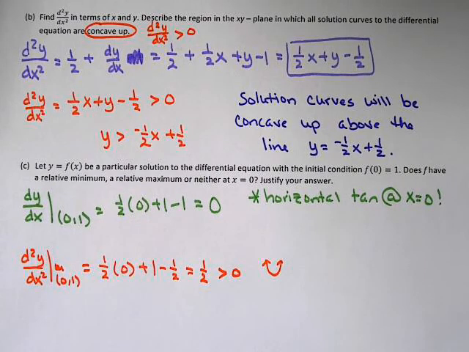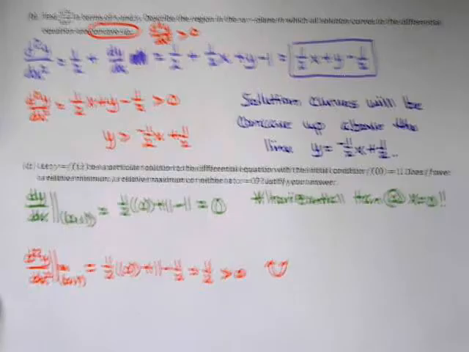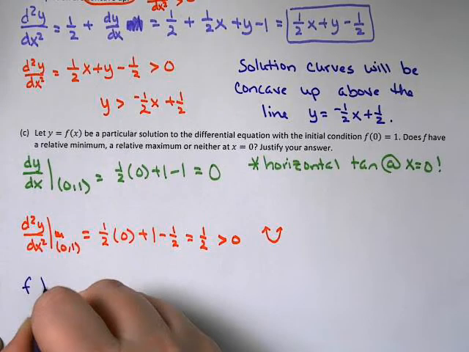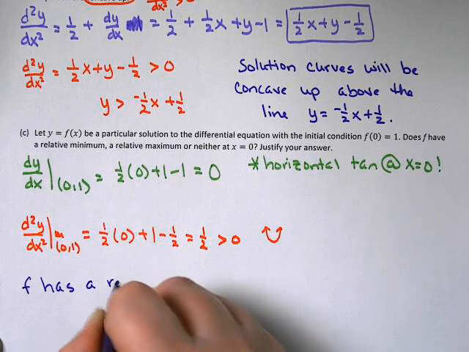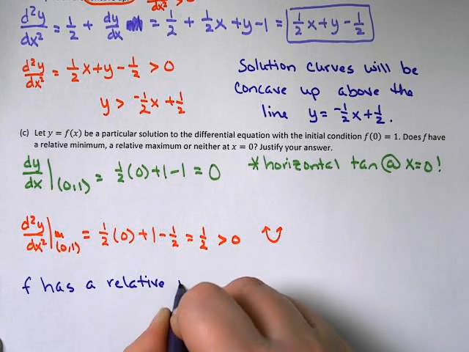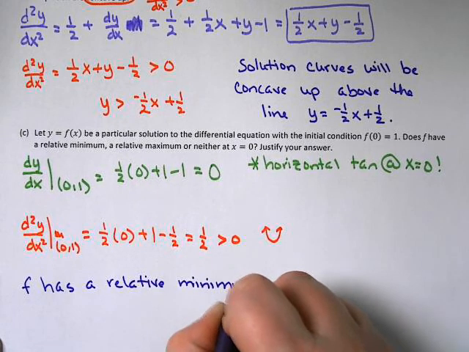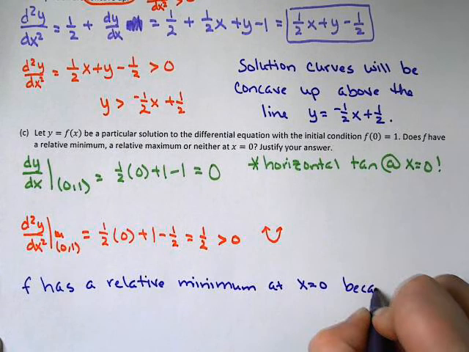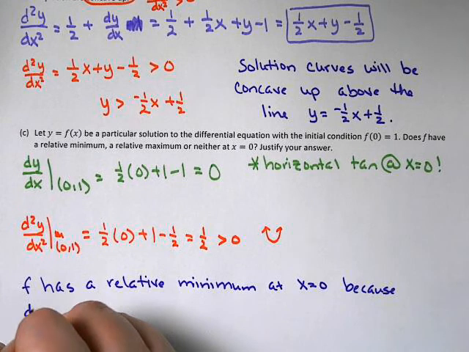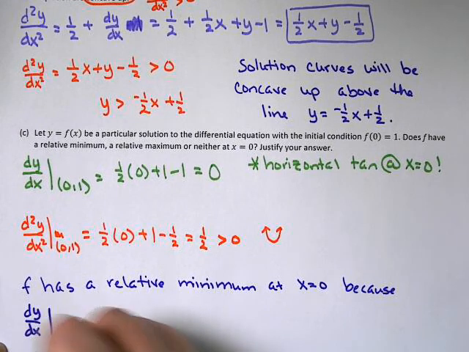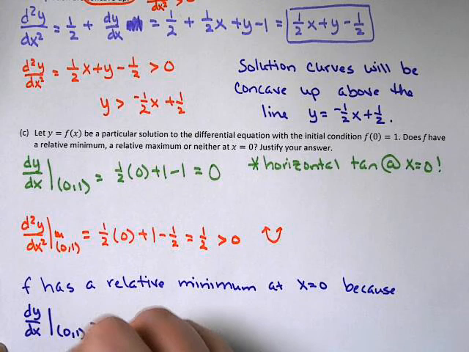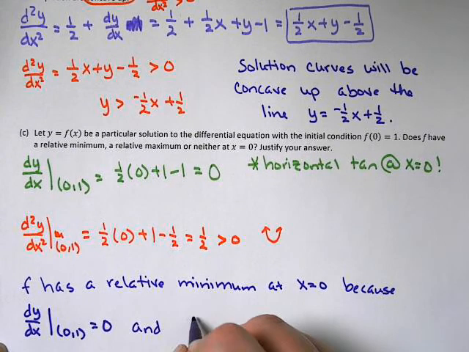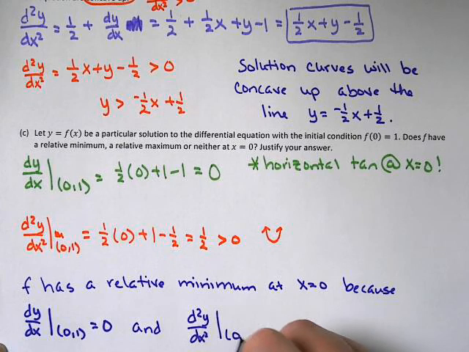So now we need to go ahead and write our explanation. So f has a relative minimum at x equals 0 because the first derivative, so dy dx, evaluated at the point 0, 1, is equal to 0, and the second derivative, evaluated at the point 0, 1, is greater than 0.